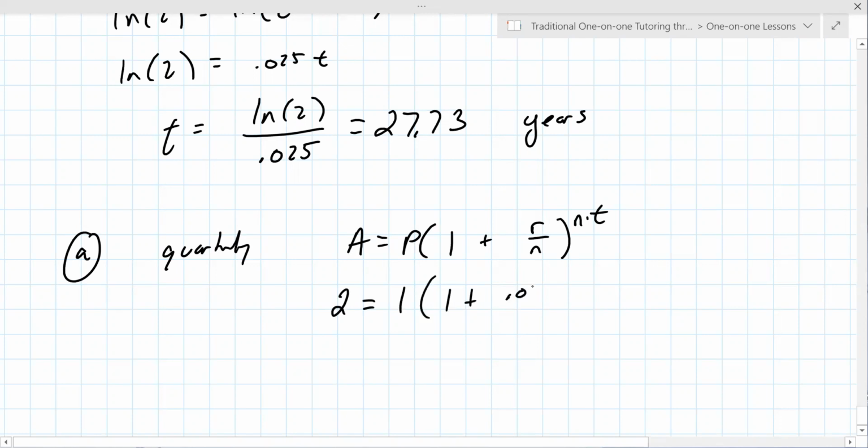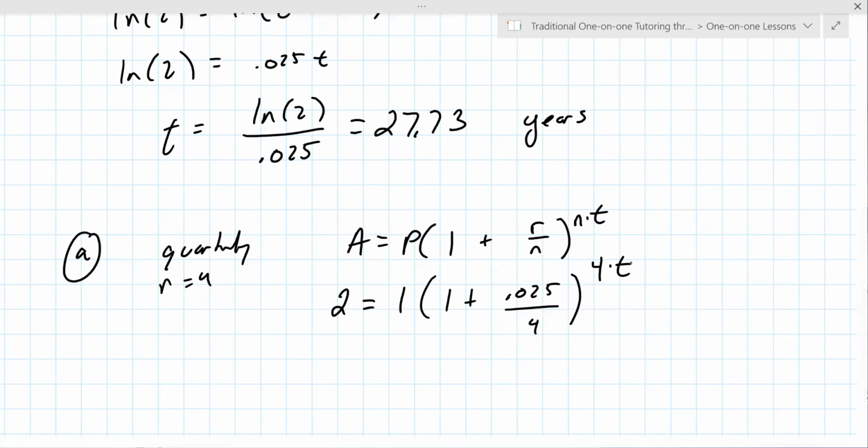Your rate is 0.025 again, that doesn't change. But this time n is equal to 4. And your t is right there. Okay. So this is the one that's not as kind to do. This stuff in here is definitely a number. It's probably faster to actually get that number. It's got a lot of zeros.